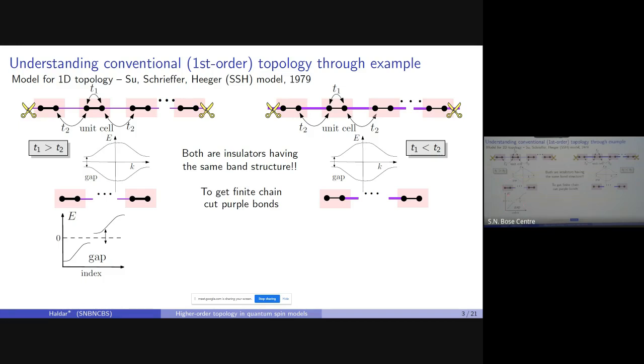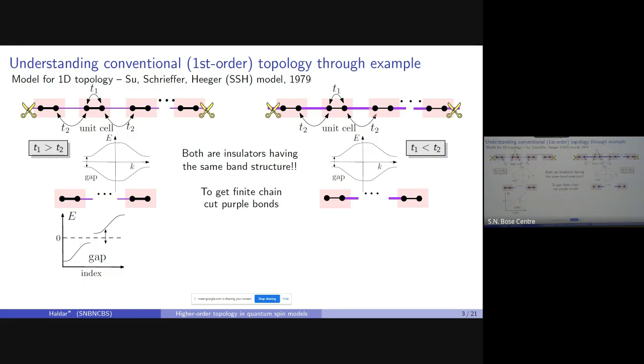What I have done here is I have calculated the eigenvalues for this finite chain and arranged those eigenvalues in order of their index in ascending order. In that, you find that there are two kinds of manifolds here, and these two manifolds are separated by a gap. So this gap is precisely this one. But it has to be drawn this way because we do not have translation symmetry anymore, and Bloch momentum is not a well-defined quantum number. So I am using the index of the energy values.